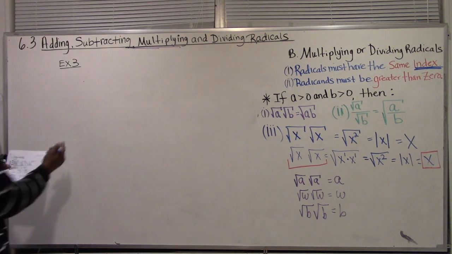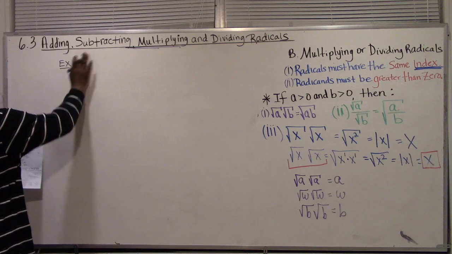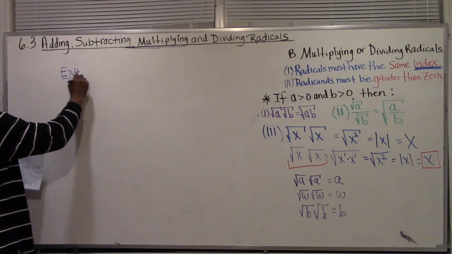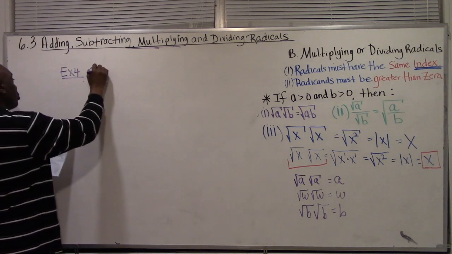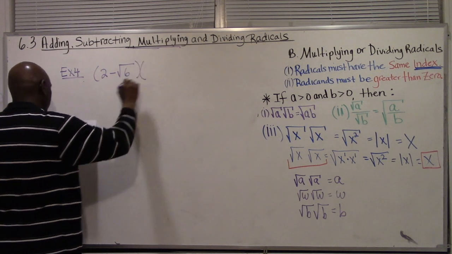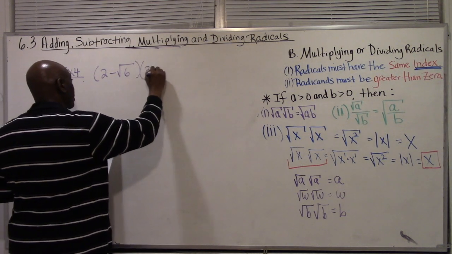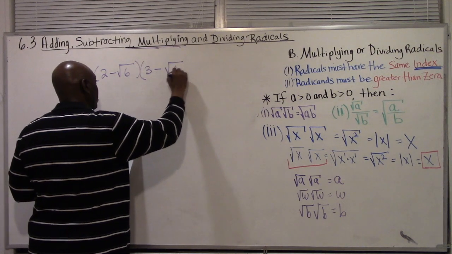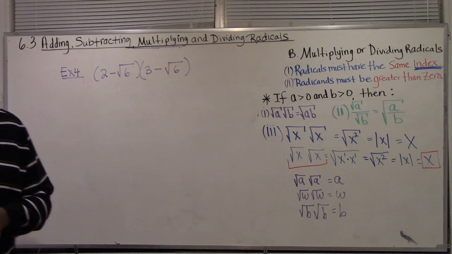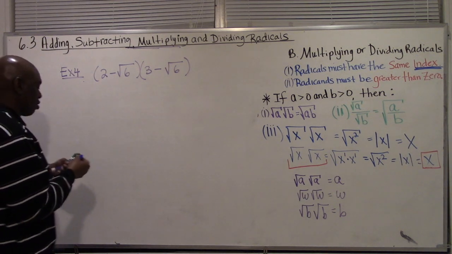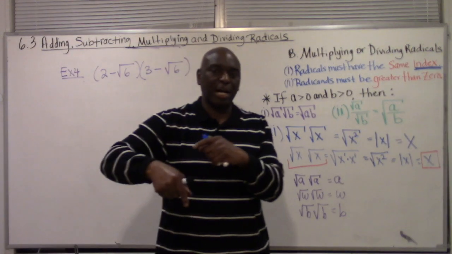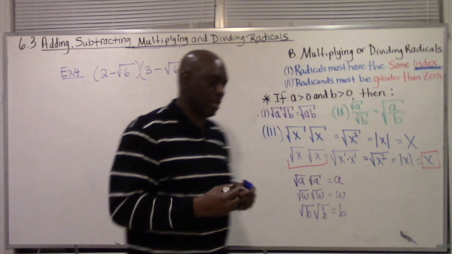Example 4. Okay, we have 2 minus the square root of 6 times 3 minus the square root of 6. All right. Step number 1. Please recall what we said. Just write it all out. Show the foiling operations that we have to do, but expand it, write it out.